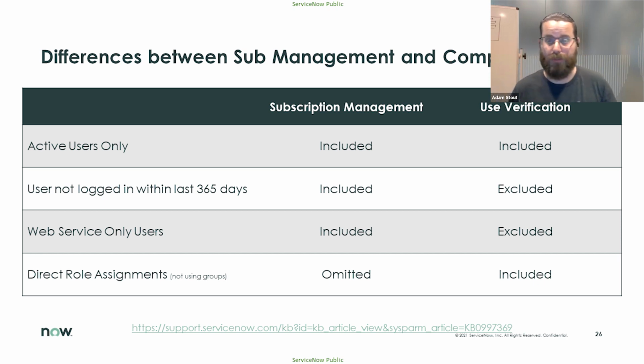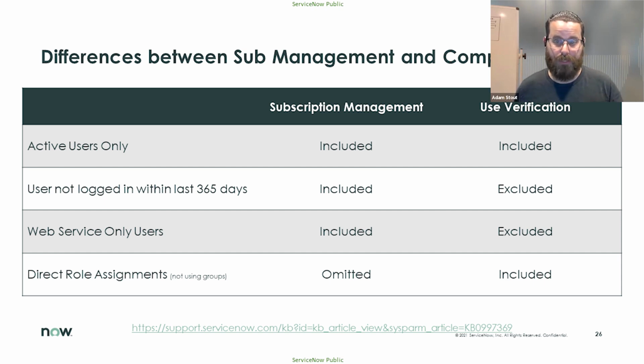Subscription management will still show them. If you want to reconcile the numbers, you include only the users who have logged in the last 365 days, and exclude web service only users. Then our numbers should match pretty closely, with the other big caveat being direct role assignments.